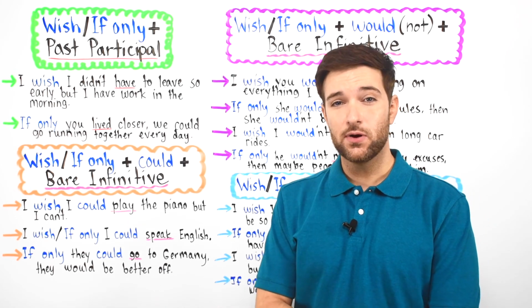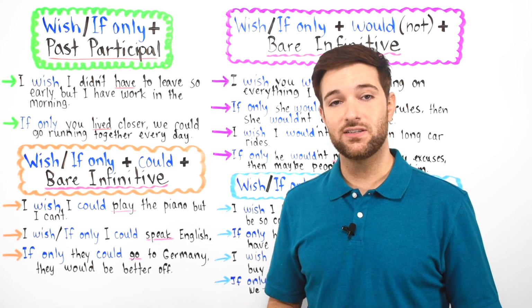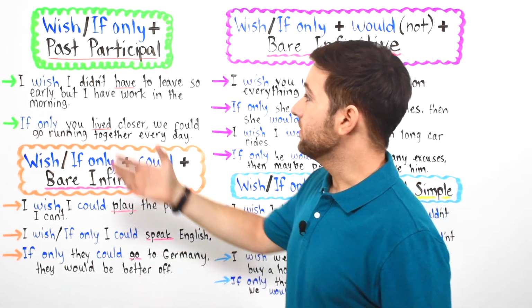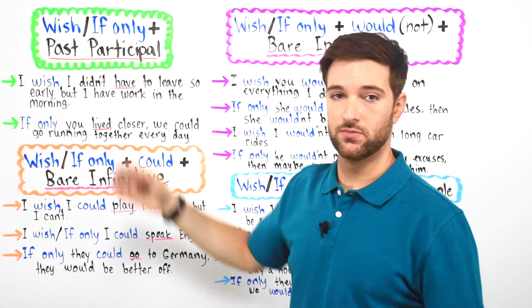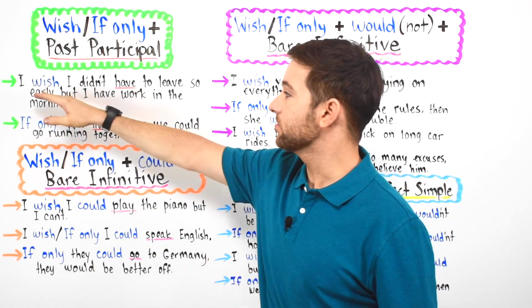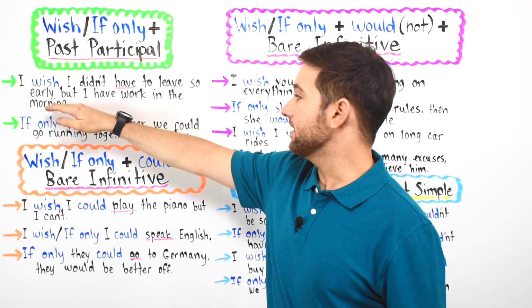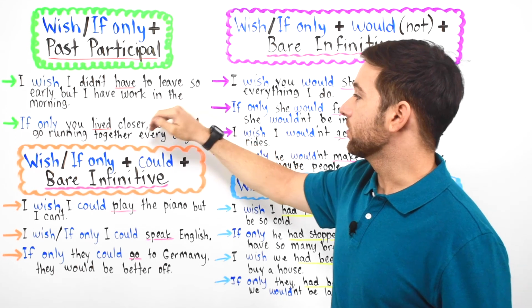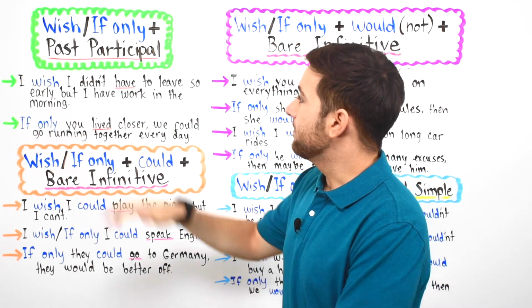When we want to make a wish about the present situation that we would like to be different, then we use the formula wish or if only plus the past participle. Okay, so like in our first example, I wish I didn't have to leave so early, but I have to work in the morning.